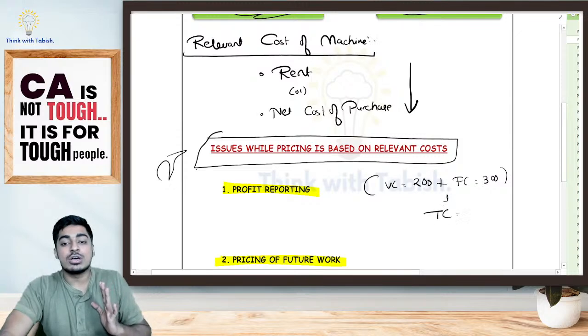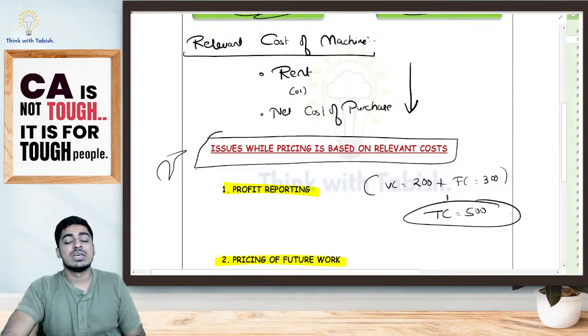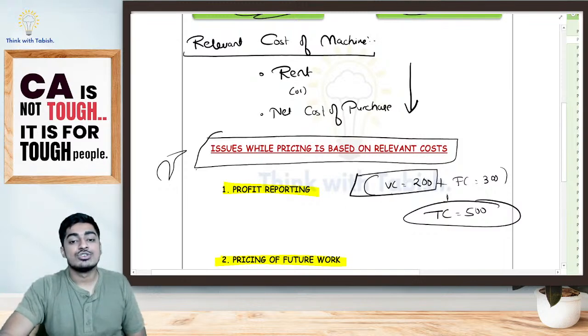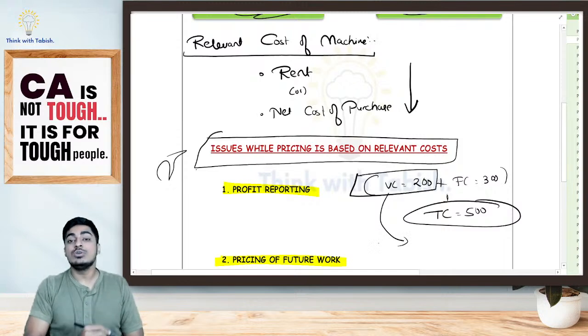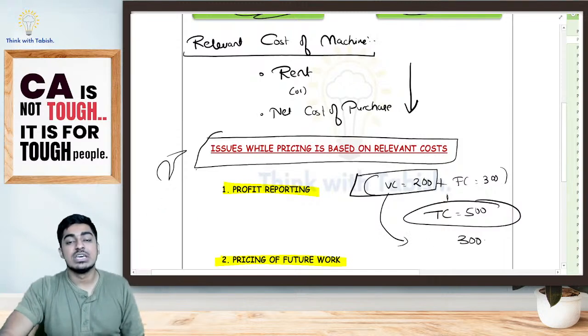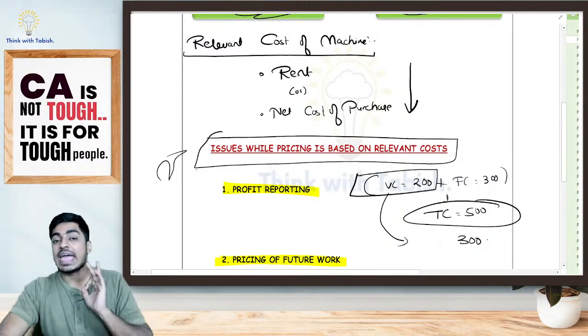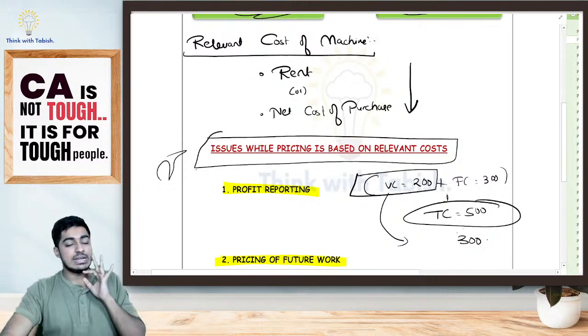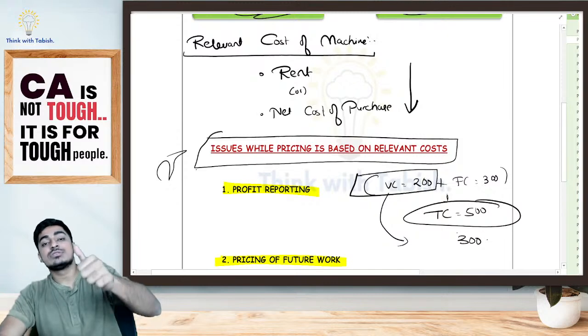My total cost in the books would be 500. But at the time of taking the decision, what am I telling? Fixed cost of 300, existing overheads, is irrelevant. So my relevant cost is only 200. So if a customer offers me 300 rupees, based on relevant costing, I will accept the offer. So while taking a decision, it will be based on relevant cost.